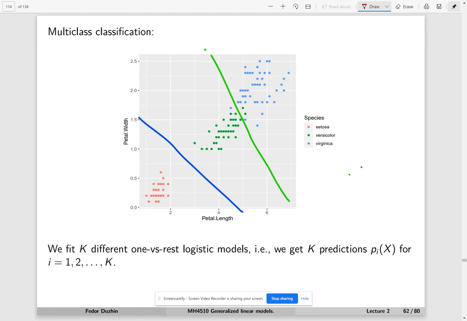But this is a bit tricky because versicolor cannot really be separated by a straight line, right? So for versicolor, we probably would have to come up with a polynomial logistic regression. But hypothetically, if we wanted to separate it by a straight line, it could probably be something like this. I don't know. It would be a very poor classifier, but hypothetically. So for multi-class classification, we would have to construct k different one versus rest logistic models.